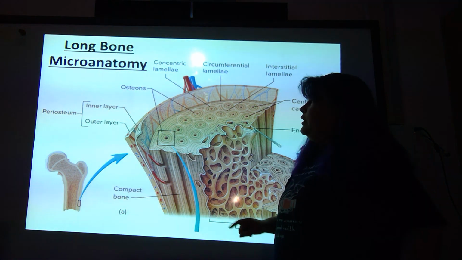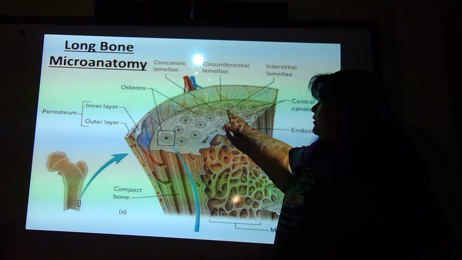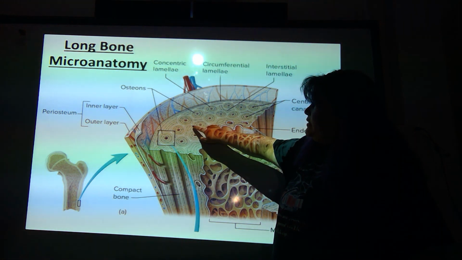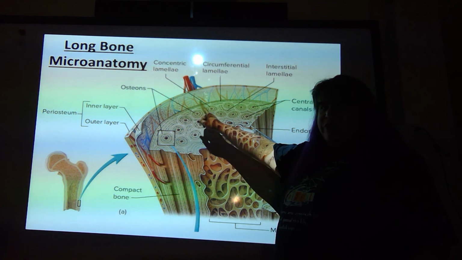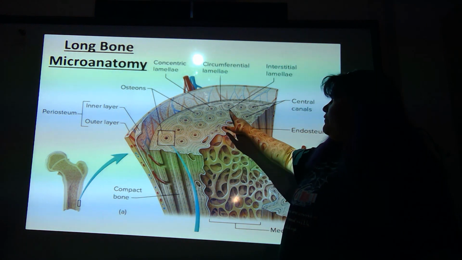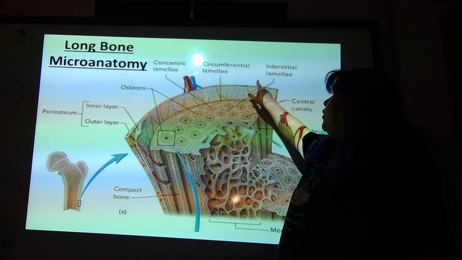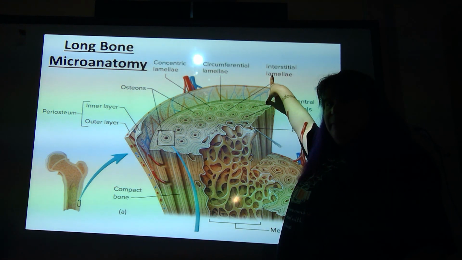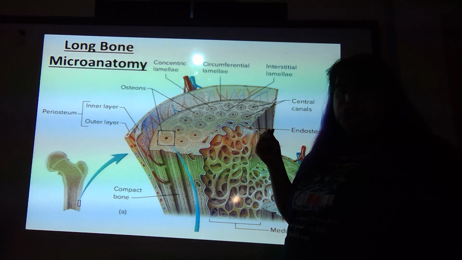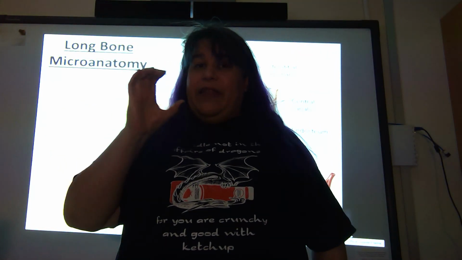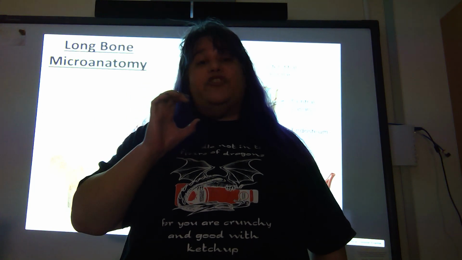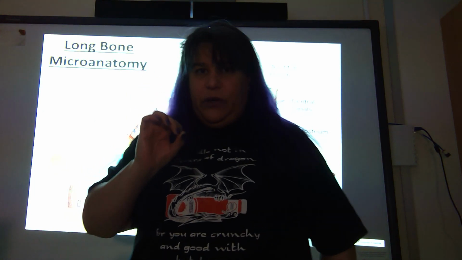So if you look here, see those little spaces that just fill up that space? They're not circles. They're not going all the way around the outside of the bone. These are called interstitial lamella. Interstitial, in between the tissue. So they're filling up those spaces that those concentric lamella can't perfectly fill.